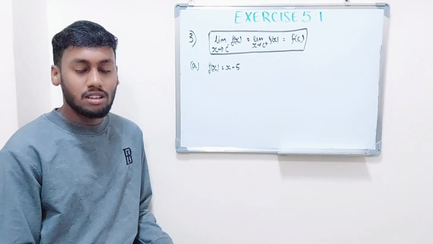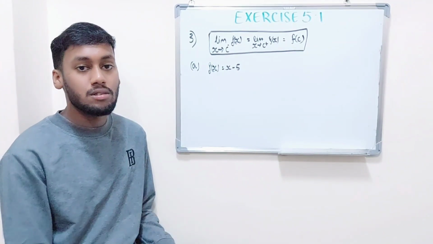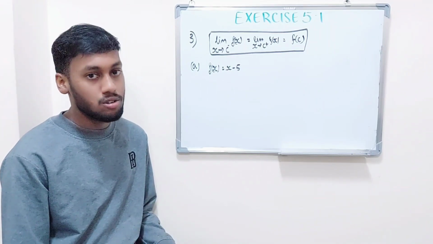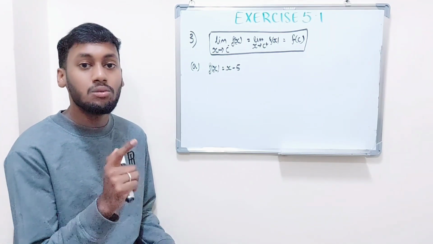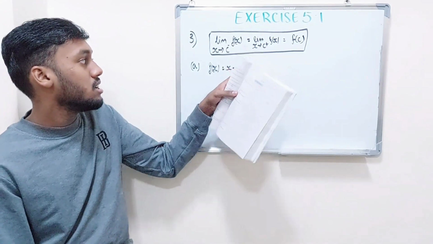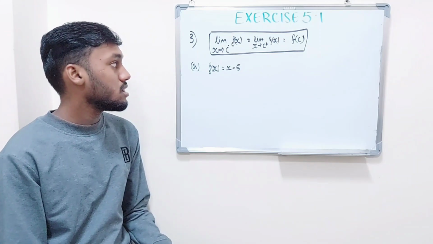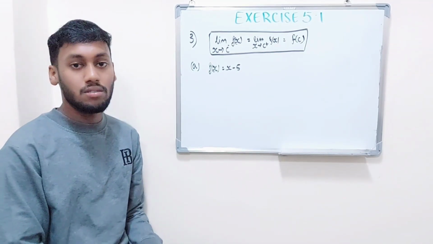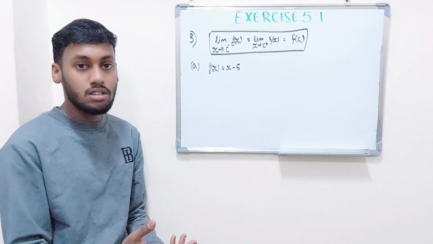So question number 3. In question number 3 they have given 4 functions and they are asking us to find whether the functions are continuous or not. For that we have learned one condition, right? What is that? Limit x tends to c minus f of x equal to limit x tends to c plus f of x is equal to f of c, where c is any point which is in the domain.